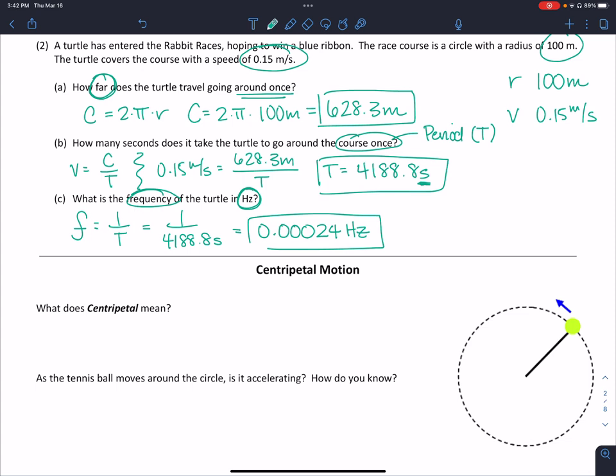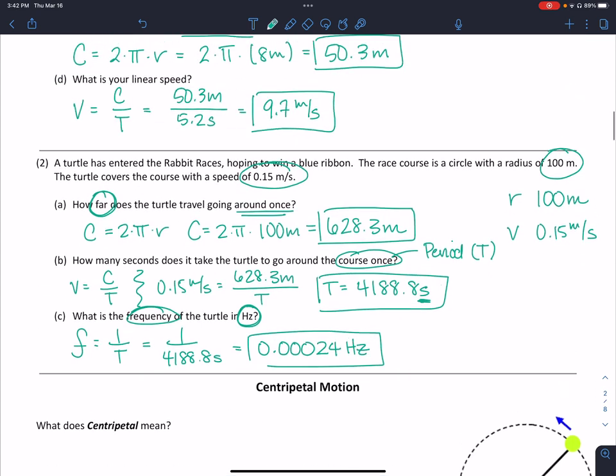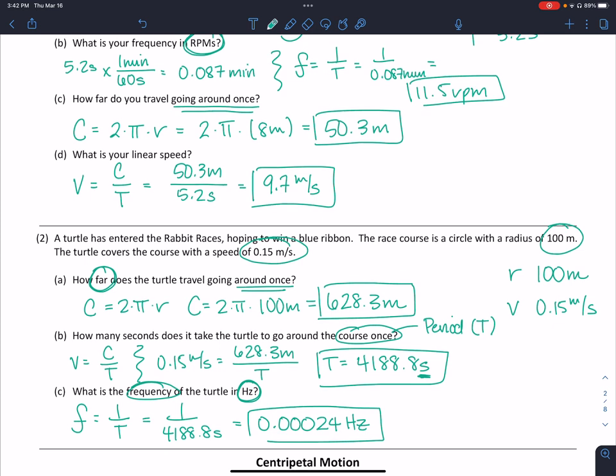Okay? So that's just a little bit of an introduction to rotation versus revolution and our formulas for distance around a circle, the circumference, and then the linear speed, which is the circumference divided by the period. Okay, let me know if you have any questions.